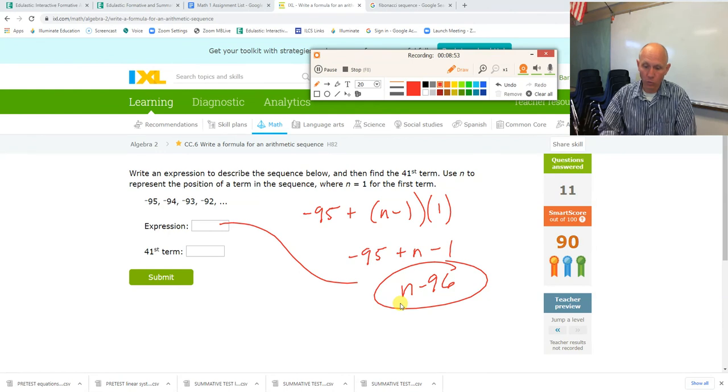And now let's plug in a 41. So 41 minus 96 is negative 55.